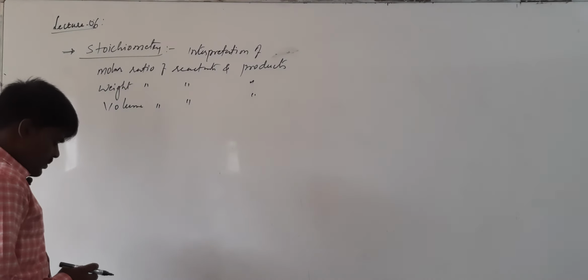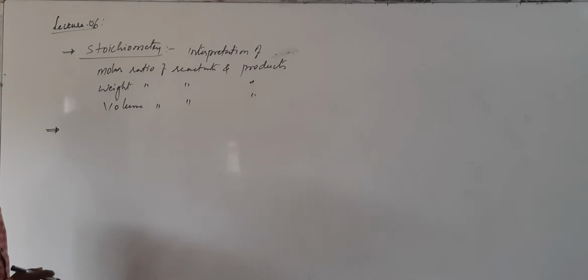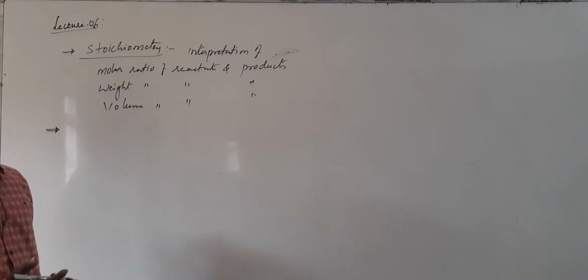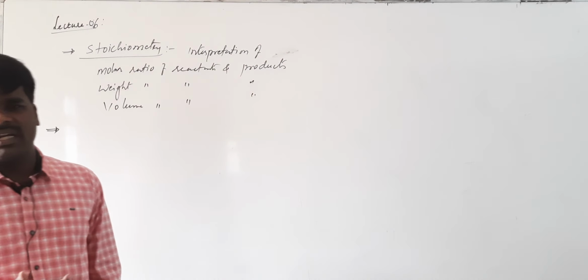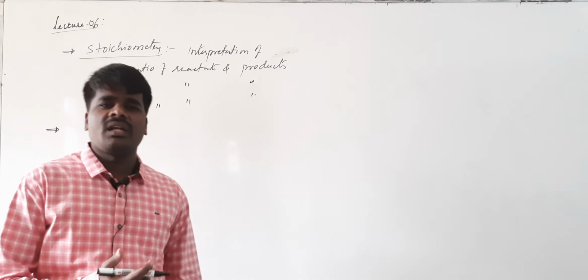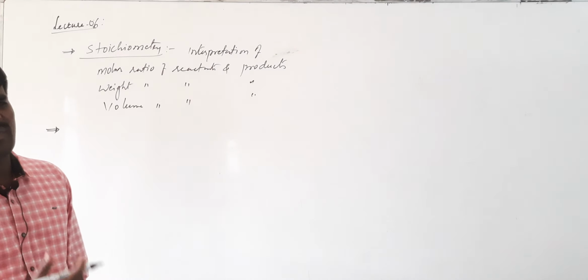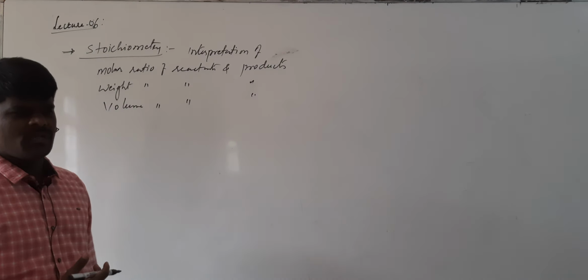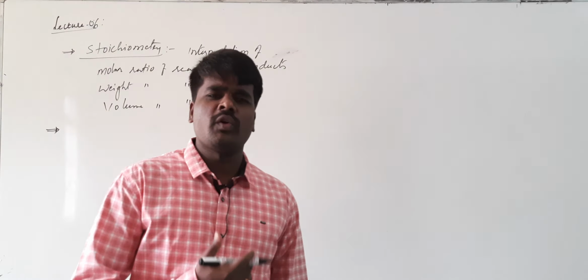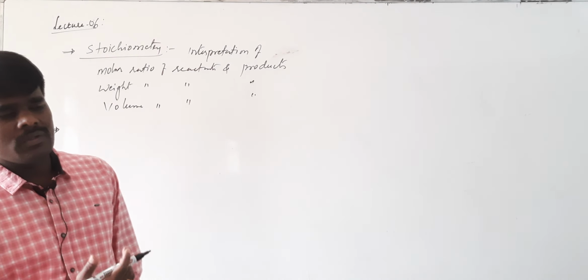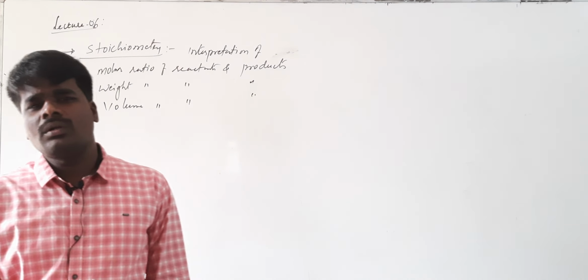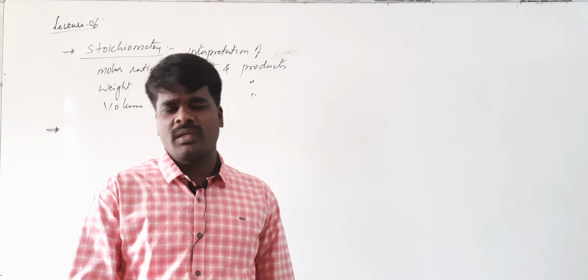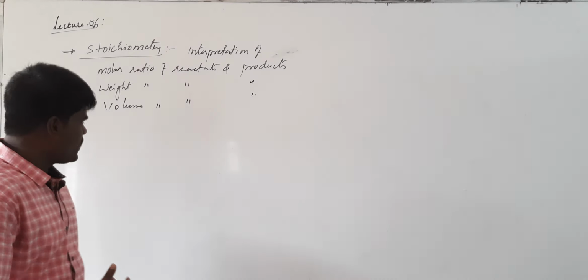First of all, we should know what is meant by a chemical equation. A chemical equation represents a chemical reaction. A chemical reaction is a chemical change where two or more substances react with one another to produce a new substance. The substances that undergo chemical change are called reactants, and the substances that are formed by the chemical change are called products.